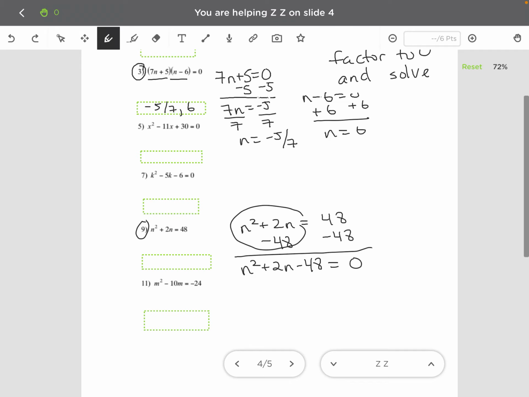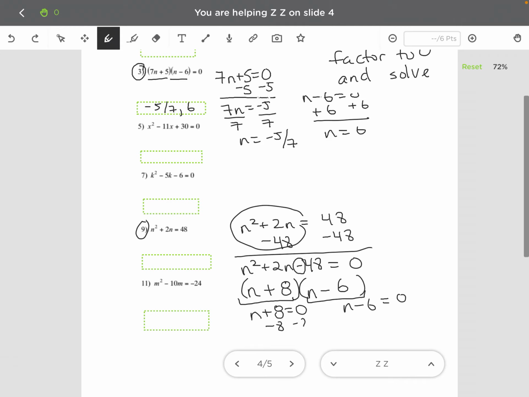And then next step is to try to factor. This is your trinomial. It's just n and n. If you look at your factor chart, if that second sign's a negative, you're going to have 1 plus, 1 minus. The 2 numbers that multiply to 48 but add up to 2 is going to be 8 and negative 6. Then once you have it factored, you take each piece, each factor, and set it equal to 0.